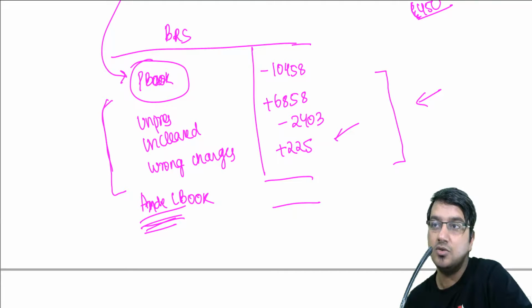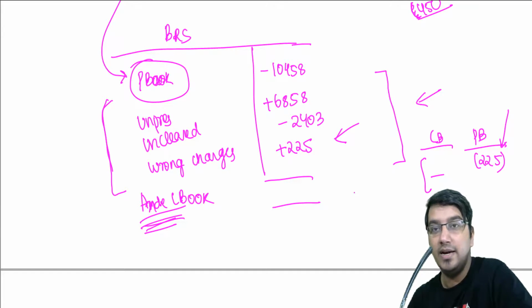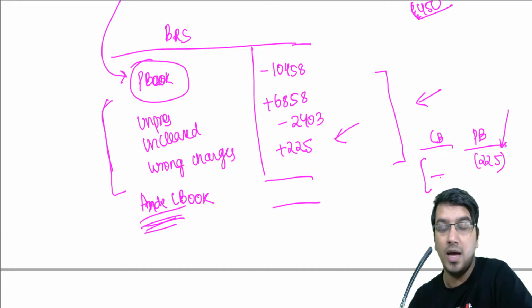I guess you have understood this point. Passbook wrong debit of 225, cash book no error, okay? But this was the mistake of bank, which is why we did not bring it to the amended cash book. Otherwise this should have come to cash book. This was wrong debit, so we'll just add 225 here so that both sides can become equal.